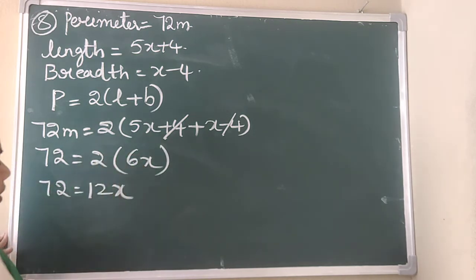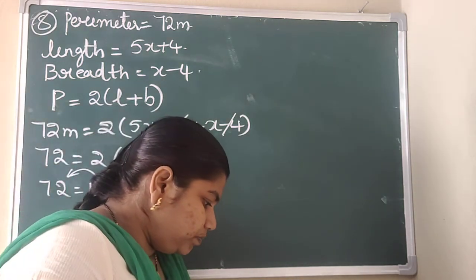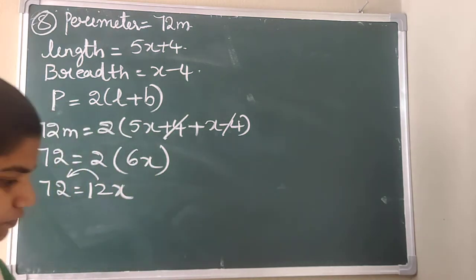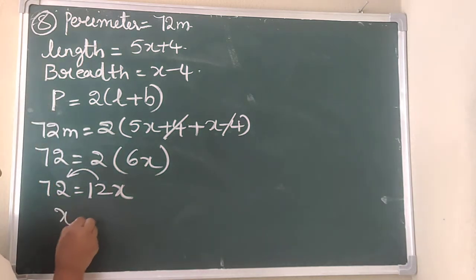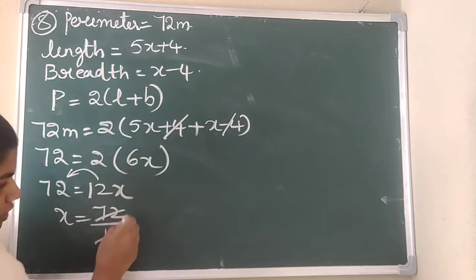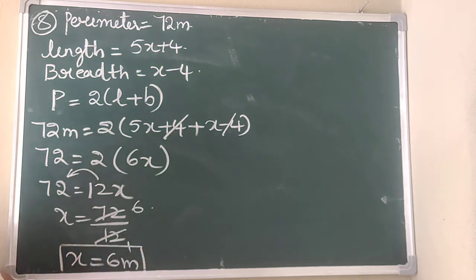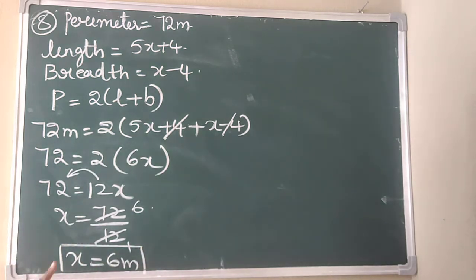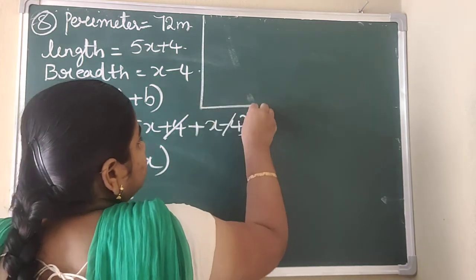So 72 is equals to 6 2s are 12, so 12x. Now send this 12 to other side. That will become division. So that will be x is equals to 72 by 12. 12 ones are 12, 12 sixes are 72. So x value is how much? 6 meters. So here we have to find the length and breadth value. So this x value you substitute in length and breadth. In these two cases we have to substitute.